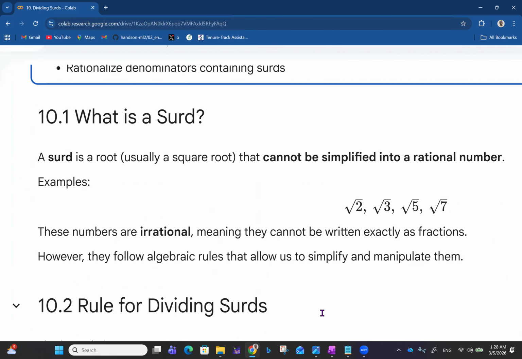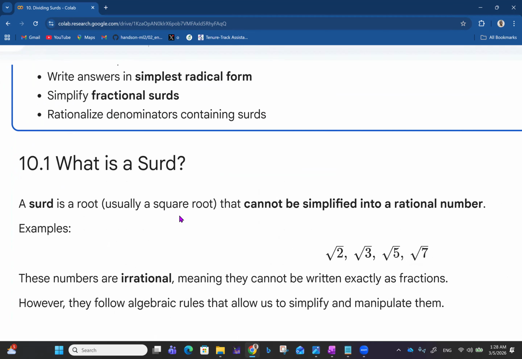So again, we remind ourselves of what surds are. A surd is a root, usually a square root, that cannot be simplified into a rational number. Examples: root 2, root 3, root 5, root 7. We can have higher roots like cube root, third root, fourth root, fifth root, and so on. But usually square roots, right?